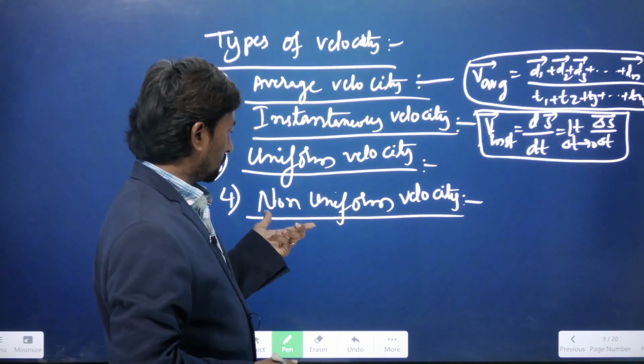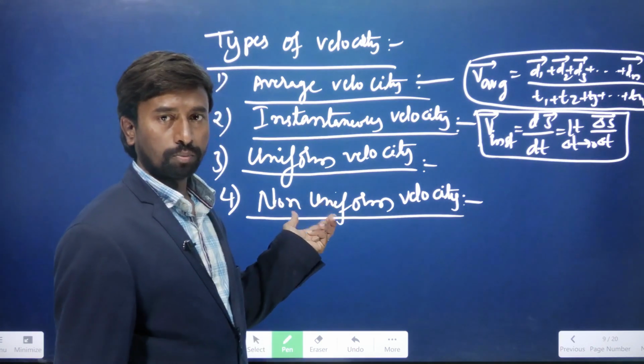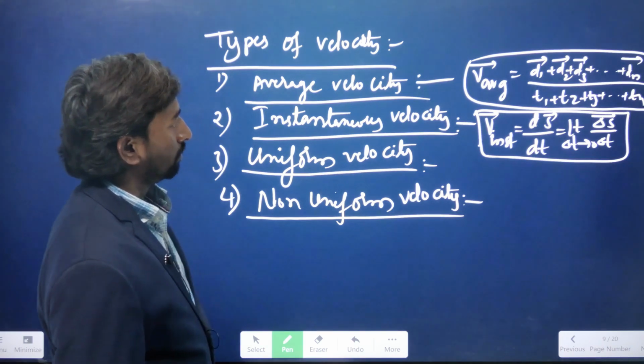Then we can say that the motion of the body, or the velocity of the body, is said to be non-uniform velocity. So this is about the types of velocities.